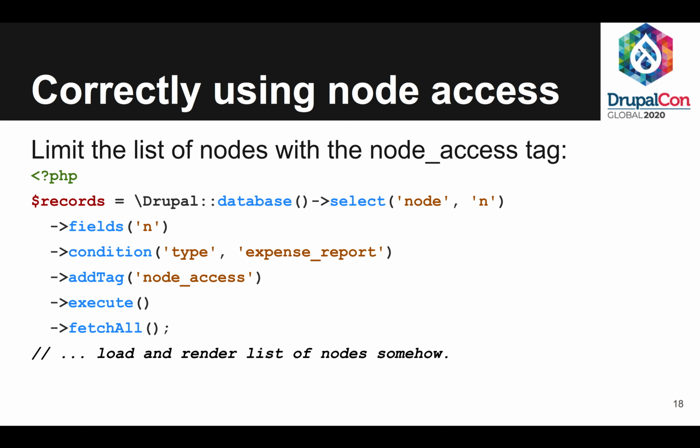Also, you get that extra layer of abstraction and don't have to worry about whether it's actually a database query or something else. So again, if you see anywhere in your code, custom code or contributed module code, a database query that is not adding this node access tag, that again is a red flag, something to look for. It's a little harder, right, because it's looking for a negative. You're looking for the missing tag.